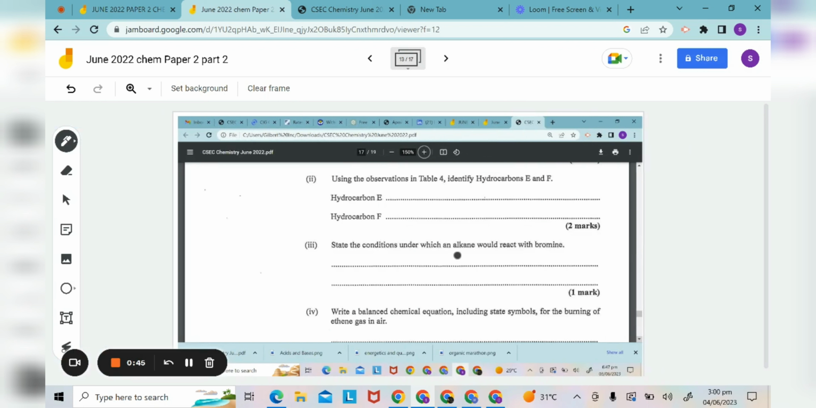State the conditions under which an alkane would react with bromine, and I kind of just said that: in light. So you need light for that. You need some irradiative source. All right, so then now it says write.